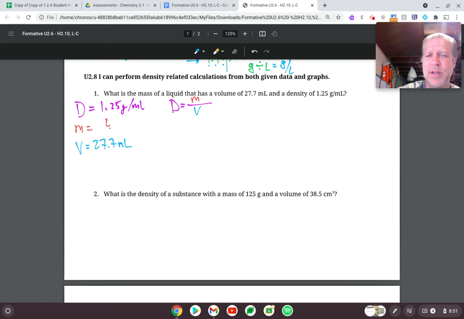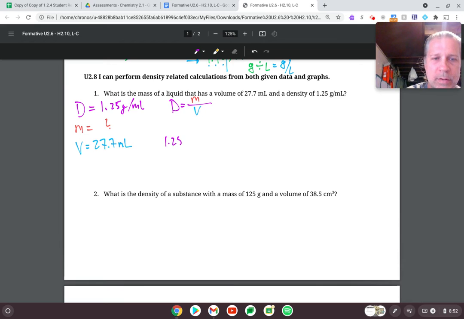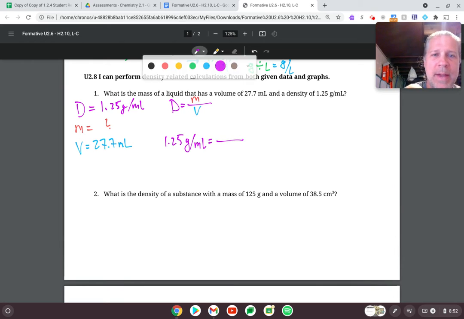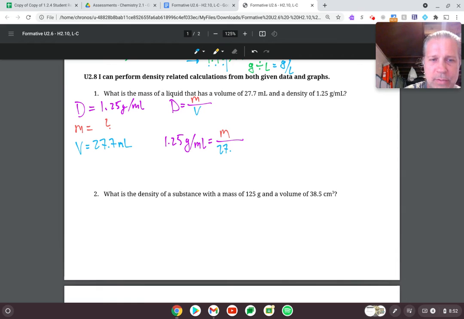And then I'm going to do my substitution. So in this problem here, my substitution would be the 1.25 grams per milliliter. And the mass is something that we're solving for. And the volume is 27.7 milliliters. Now we need to get our mass by itself. So we're going to multiply both sides by 27.7.